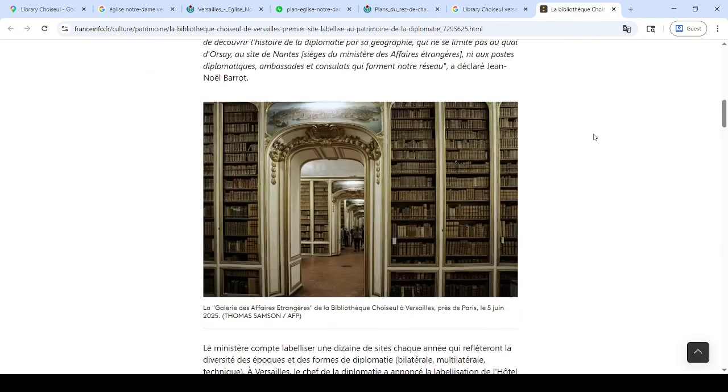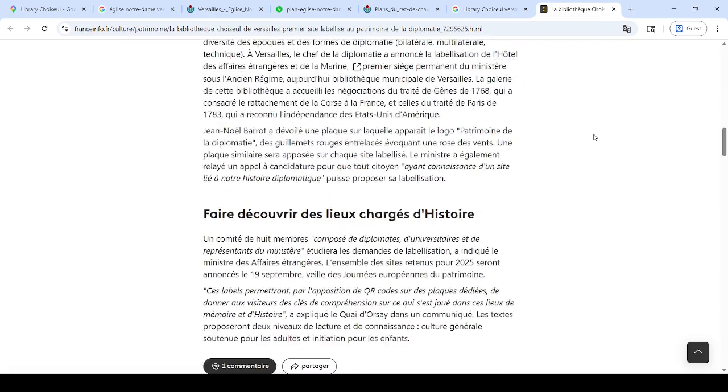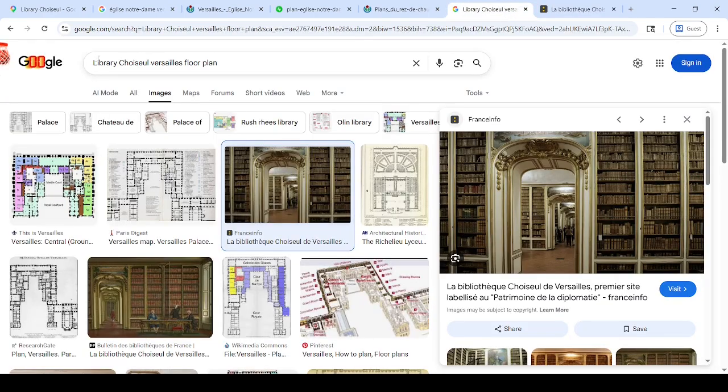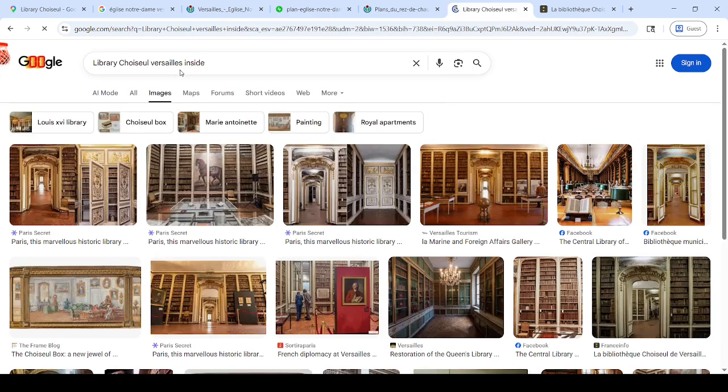And here's looking down through doorways in the library. And we just get those two pictures. Well, let's see if we can find any other angles. Let's just look for the inside and see what we can find.